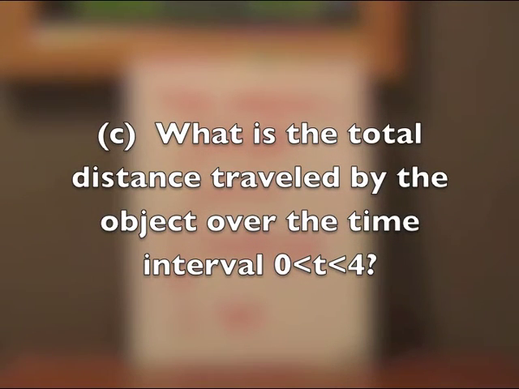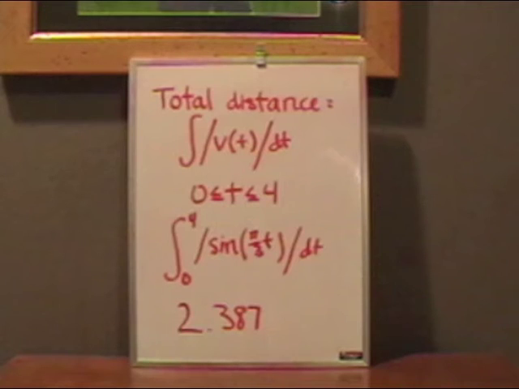Alright, now we're on part C, and part C asks us to find the total distance traveled by the object from t is equal to 0 to t is equal to 4. And to find the total distance, you have to integrate the absolute value of the velocity, and the velocity is sine pi over 3t, so we plug that in, and so it's the integral from 0 to 4 of the absolute value of sine pi over 3t, and we plug that into the calculator and find that it is equal to 2.387.